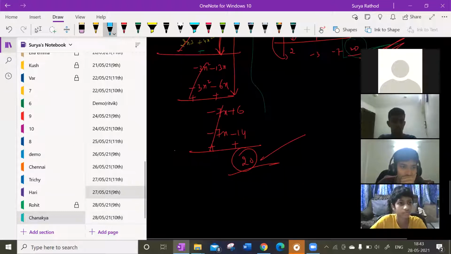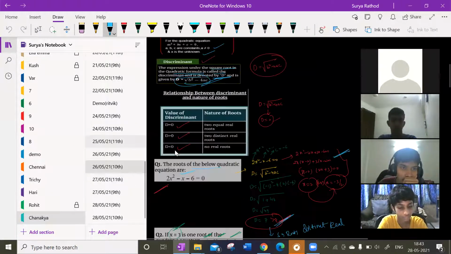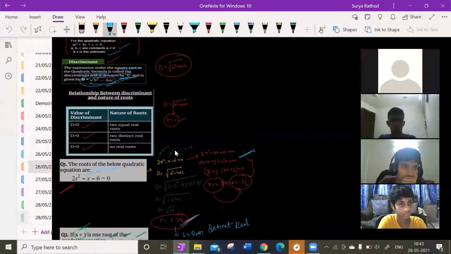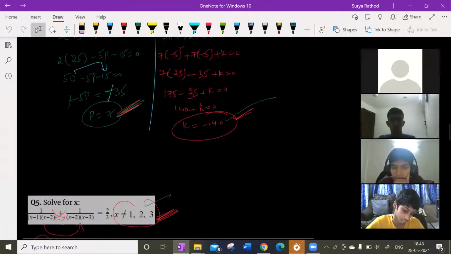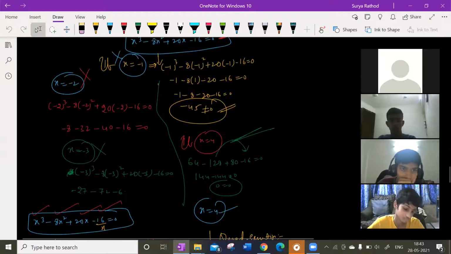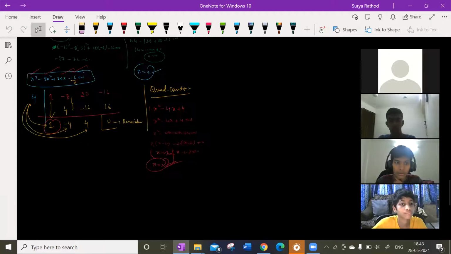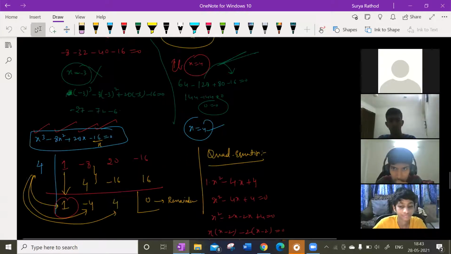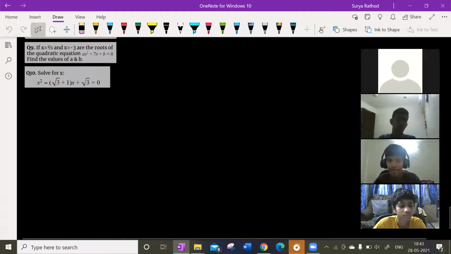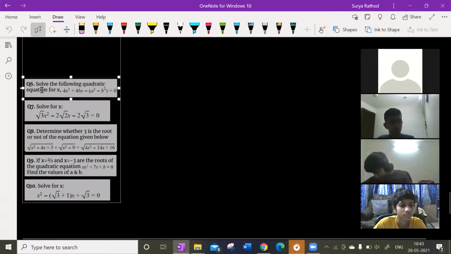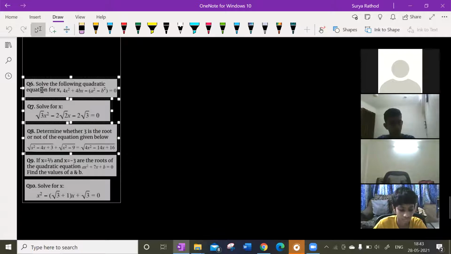So in last class, what have we learned? This is what we have learned, right? Solving quadratic equations. How many of you understood this? So in the last question, these are the questions we were left with, right? So let us try to solve this today.